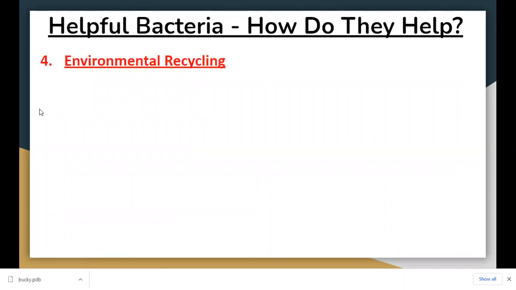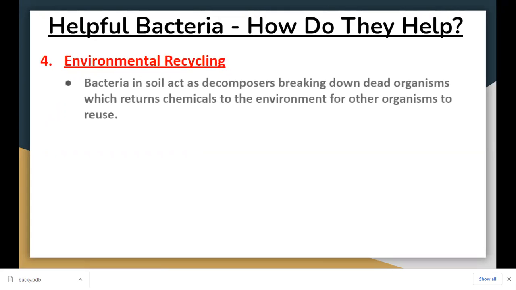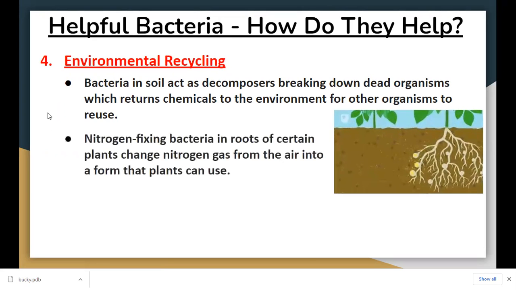Number 4, they help with the environmental recycling. Bacteria in soil, like I had said, can act as decomposers. They break down dead organisms, which returns chemicals to the environment so that other organisms can reuse those chemicals. A good example of this is nitrogen-fixing bacteria. They sit on the roots of certain plants. They change nitrogen gas from the air into a form that the plants can use and helps them to grow.